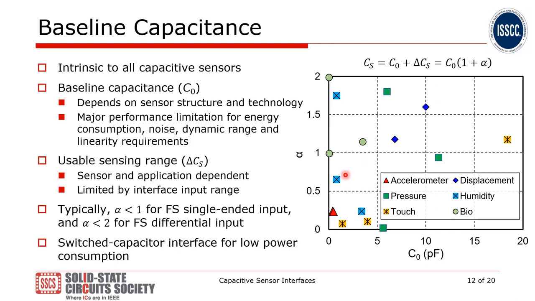Using a capacitive bridge, we can see that typically alpha is less than 1 for single-ended interface and less than 2 for differential ones. As you can see in this plot, the value of alpha here actually varies from application to application. But generally, a larger alpha represents a wider usable sensing range, which can typically increase the energy efficiency of the sensor interface. Also, switched capacitor interfaces are widely employed for capacitive sensing due to their charge processing property with low power consumption.